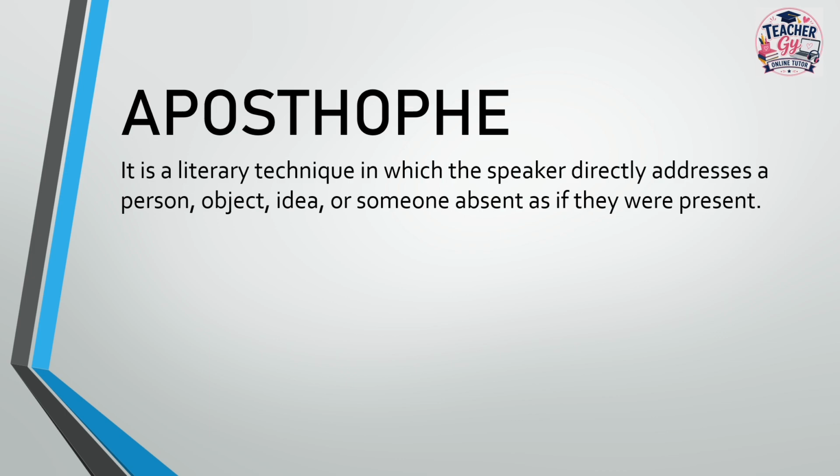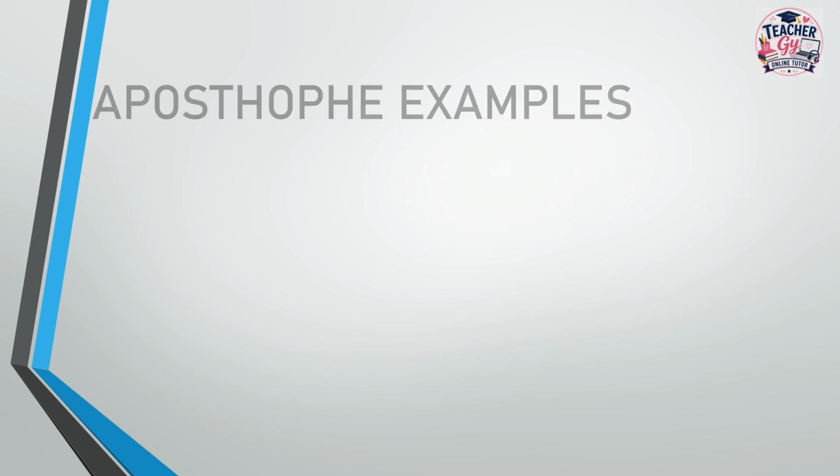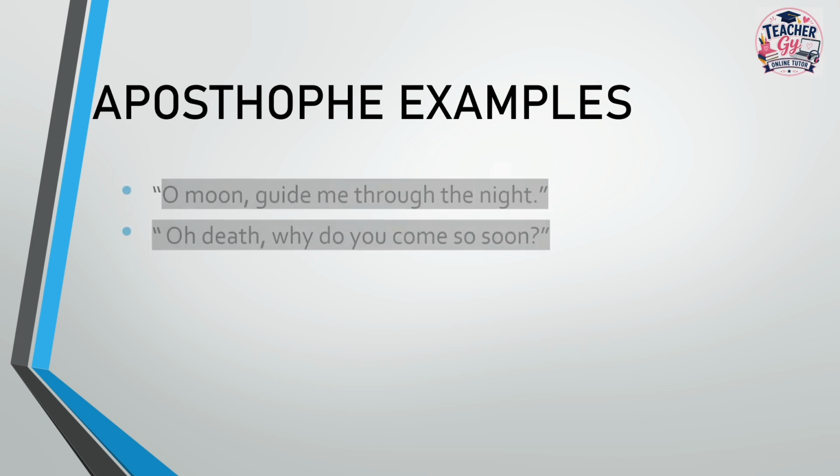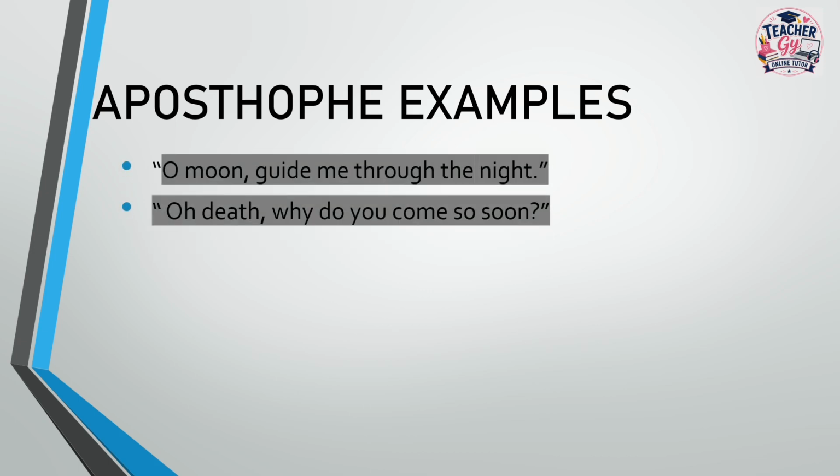Apostrophe is a literary technique where the speaker directly talks to a person, object, idea, or someone absent as if they can hear or respond. It is used to express strong emotions and make the writing more dramatic. For example, in the sentence, "Oh death, why do you come so soon?" the speaker is talking directly to death as if it were a person. Another example is, "Oh moon, guide me through the dark night," where the speaker speaks to the moon for guidance.